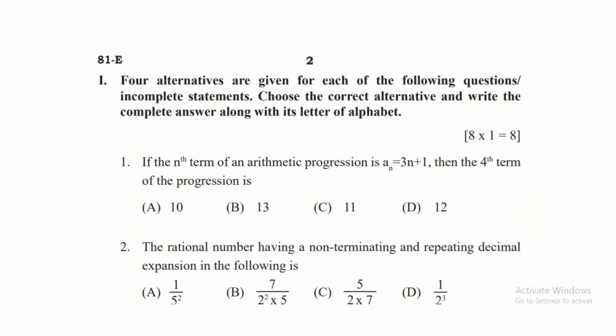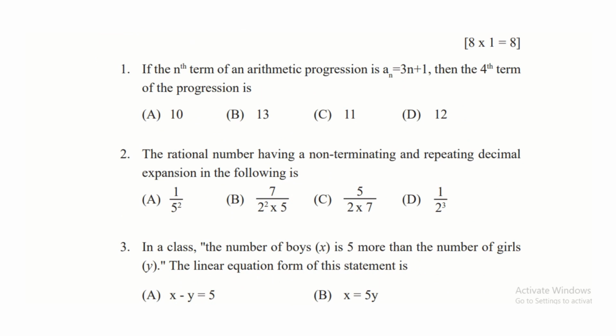The first question is, if the nth term of an arithmetic progression is an equals to 3n plus 1, then the fourth term of the progression is dash. So we have to find the fourth term of the arithmetic progression. Nth term of the arithmetic progression is given. So using the nth term of the arithmetic progression, we can find any term of the arithmetic progression.